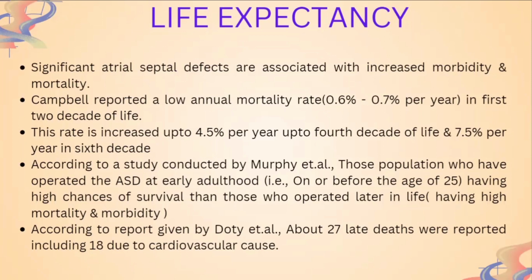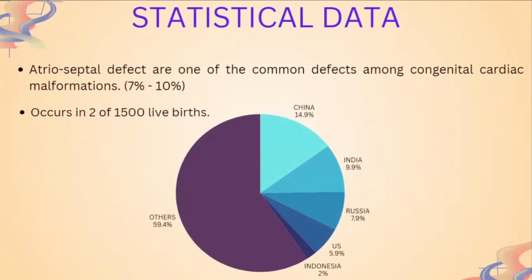According to a study conducted by Murphy, the population who had the ASD operated on in early adulthood, that is on or before the age of 25, had higher chances of survival than those who were operated on later in life, who had a high mortality and morbidity ratio. Also, according to a report given by Doughty, about 27 late deaths were reported, which includes 18 due to cardiovascular causes every year.